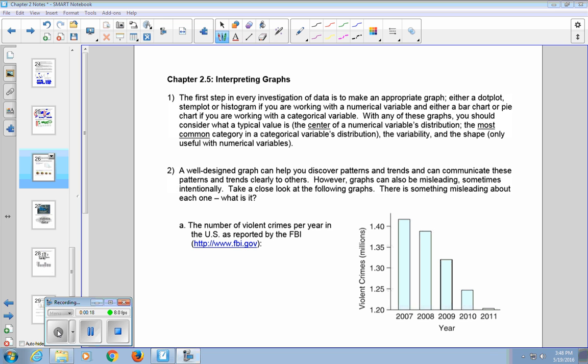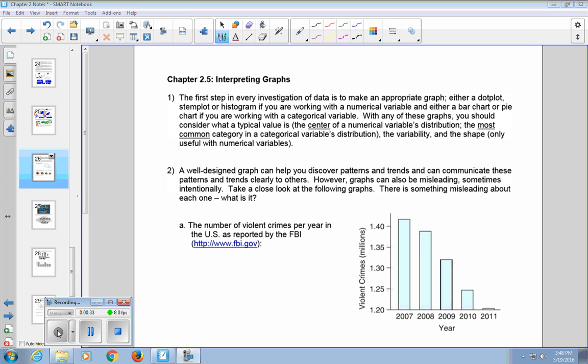With any of these graphs, you should consider what a typical value is. That's the center of a numerical variable's distribution, or the most common category in a categorical variable's distribution. You want to also consider the variability and the shape. And again, the shape's only useful with numerical variables.